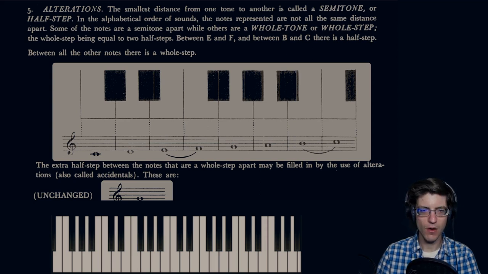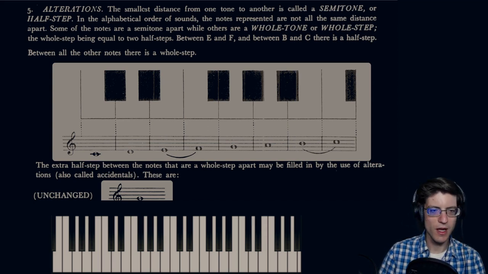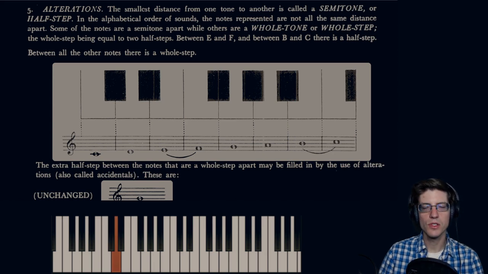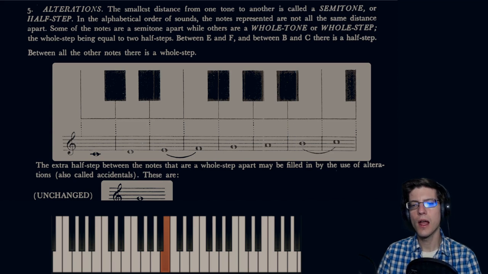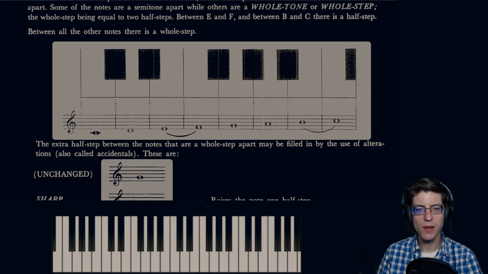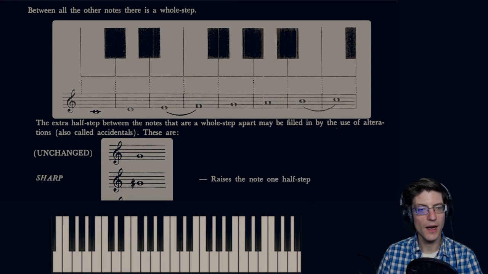And so on our clef here, where it corresponds to the piano, we have C to D, whole step; D to E, whole step; E to F, half step; F to G, whole; G to A, whole; A to B, whole; B to C, half step. The extra half step between the notes that are called a whole step apart may be filled in by the use of alterations, also called accidentals.